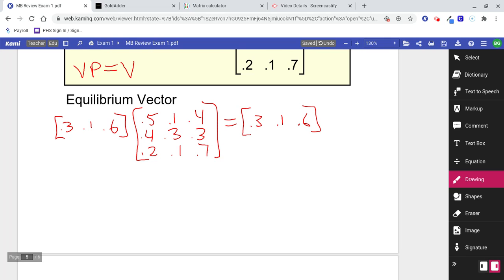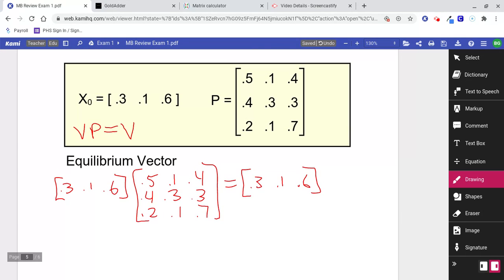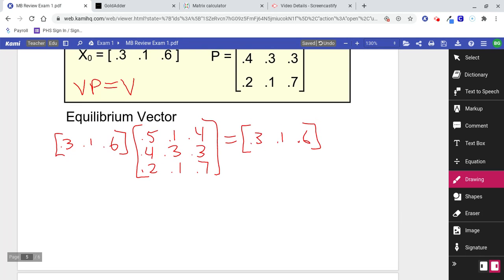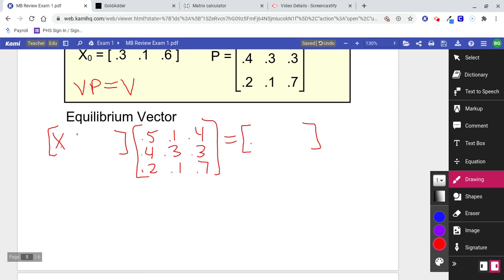Oh shoot, I messed that up. Okay, hang on. We don't know these numbers. These numbers are actually going to be variables here. We don't know the equilibrium vector yet, so I shouldn't have put 316 in. That doesn't make any sense at all. We want to know what these variables are so that we've reached equilibrium. That looks more like it.